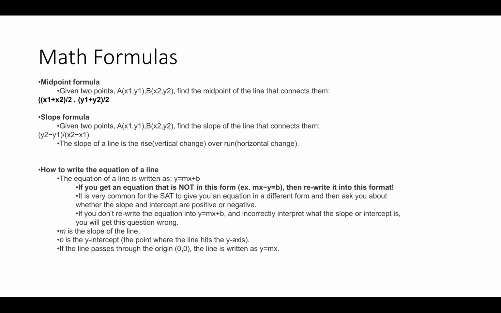How to write the equation of the line. So the equation of the line comes up very often on the SAT. y equals mx plus b is standard form for y-intercept form. b is your y-intercept, which provides you with a point. So hypothetically, if b was 4, your point, your y-intercept, would be (0, 4).